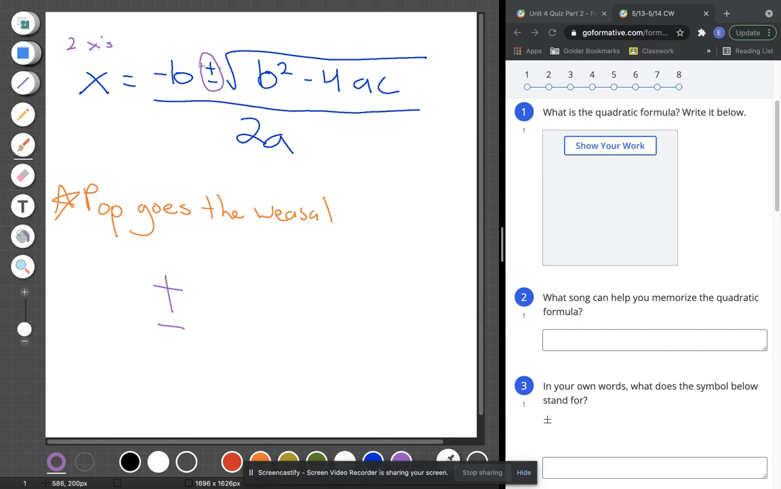Well, when we go to start simplifying this in a little bit, one time we're going to add, another time we're going to subtract. So it means that you do the whole thing one time with addition and then another time with subtraction. Okay, so we'll talk more about that, put it into a little bit of context, but this means plus or minus. Okay. Cool. Make sure you got numbers 1, 2, and 3.